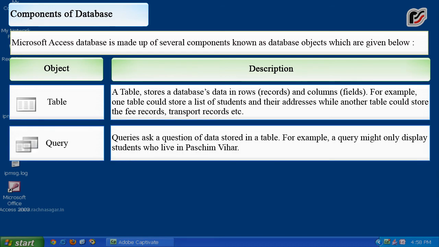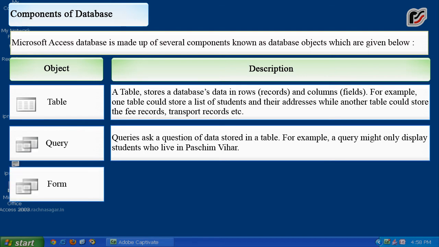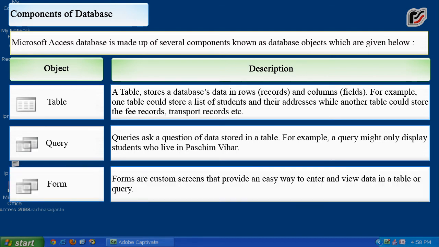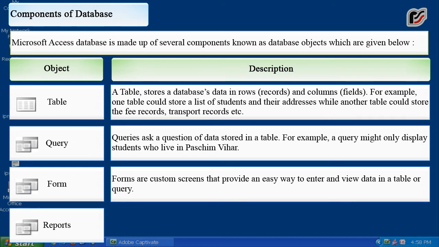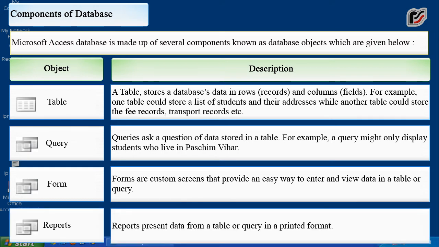Query: queries ask a question of data stored in a table. For example, a query might only display students who live in Paschim Vihar. Form: forms are custom screens that provide an easy way to enter and view data in a table or query. Reports: reports present data from a table or query in a printed format.